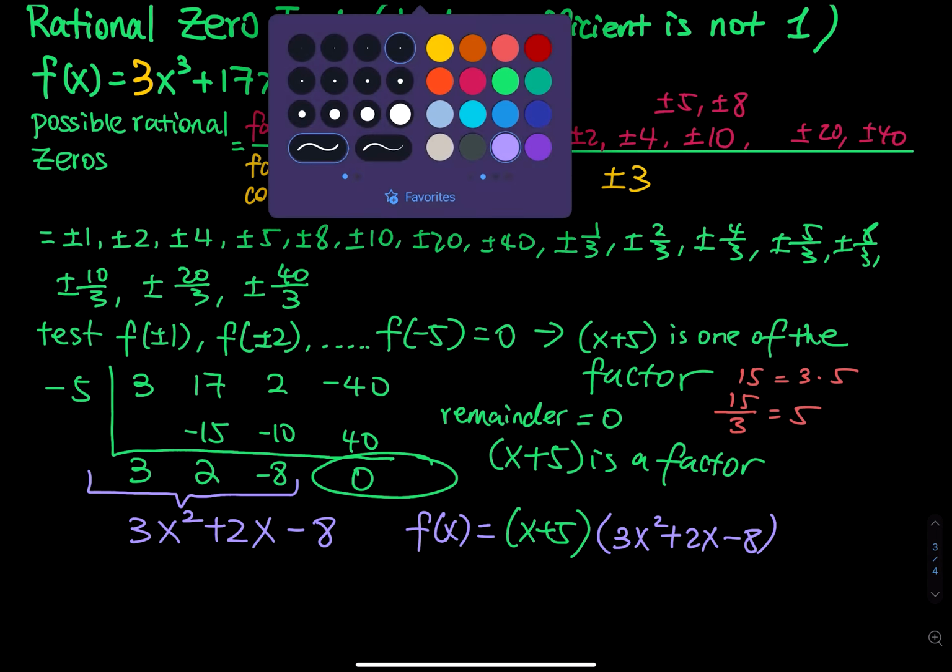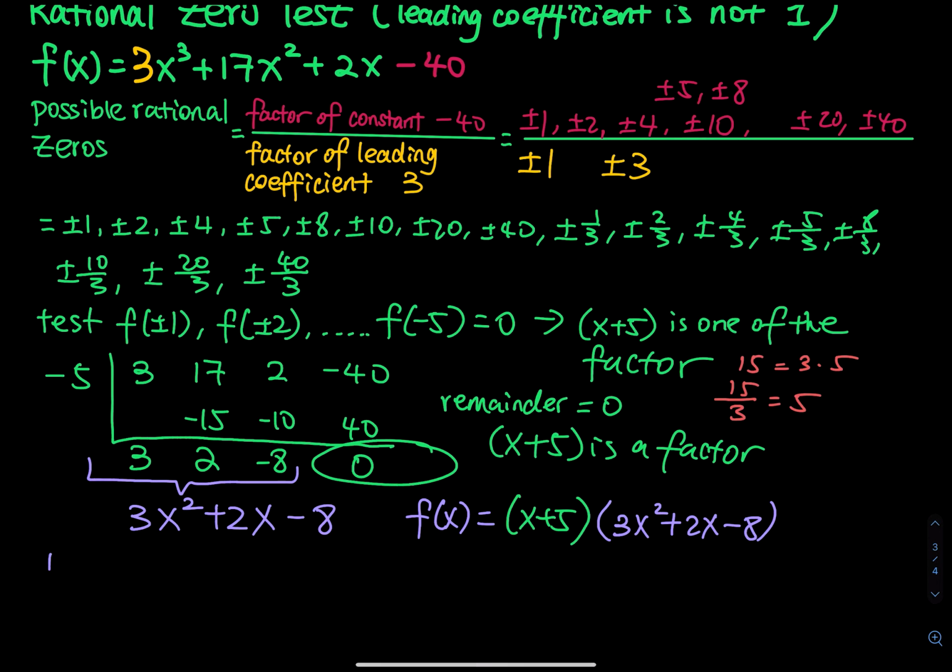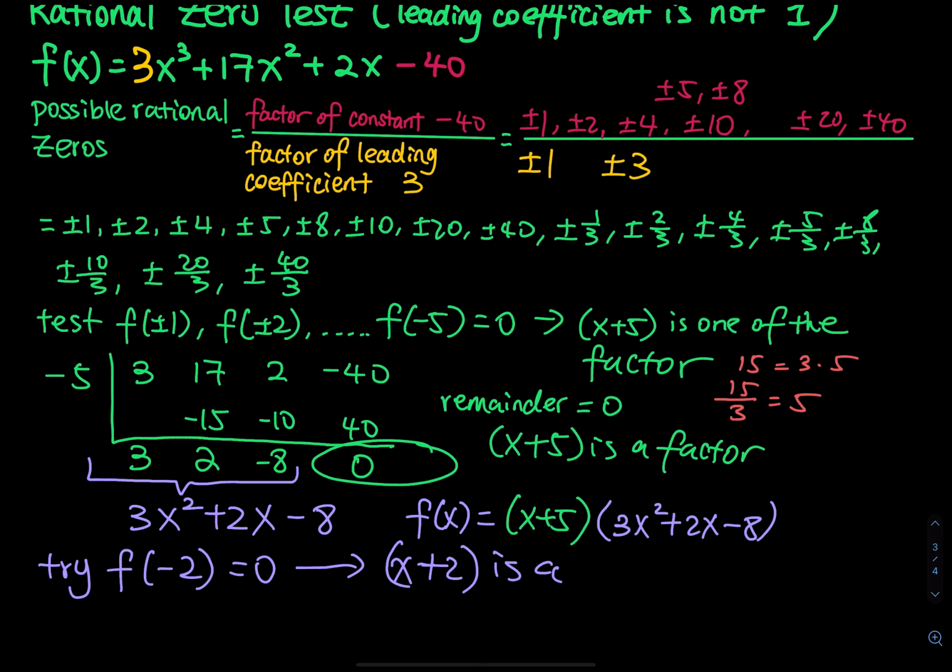So this time, negative 2 will work. So try f of negative 2. That is equal to 0. So that tells me x plus 2 is a factor, and x equals negative 2 is one of the zeros.